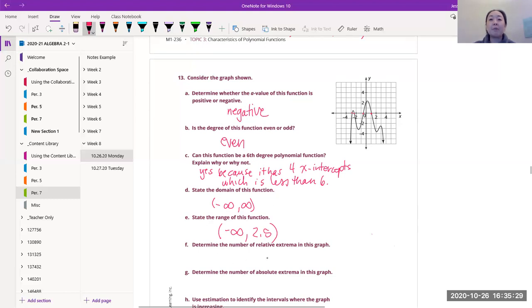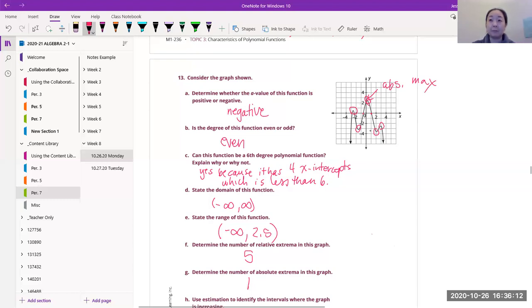Done. So determine the number of relative extrema. Remember hills and valleys. You got 1 hill, 2, 3, 4, 5. So there's 5. So determine the number of absolute extrema. If you notice right here, we just have that one right there. So this one is the absolute, because that's how high it's going to go. Absolute max, we'll say. And we'll just have 1. That guy right there. There's nothing higher. And so that's why this is a relative maximum, but it's not the absolute maximum, because it's not the highest.